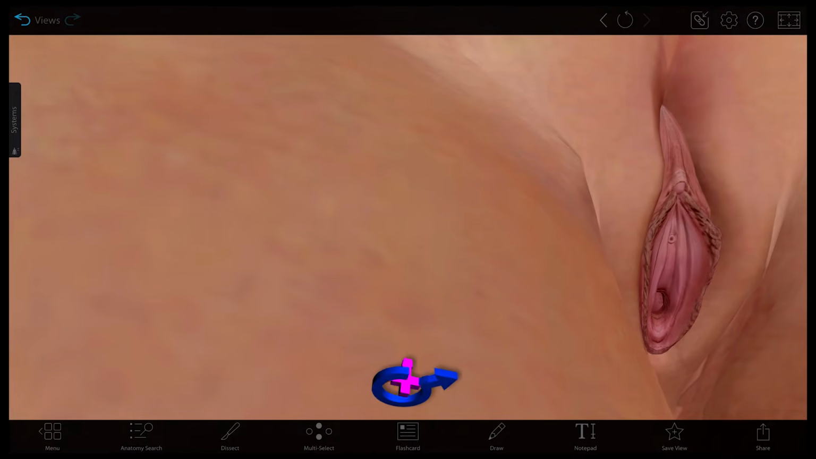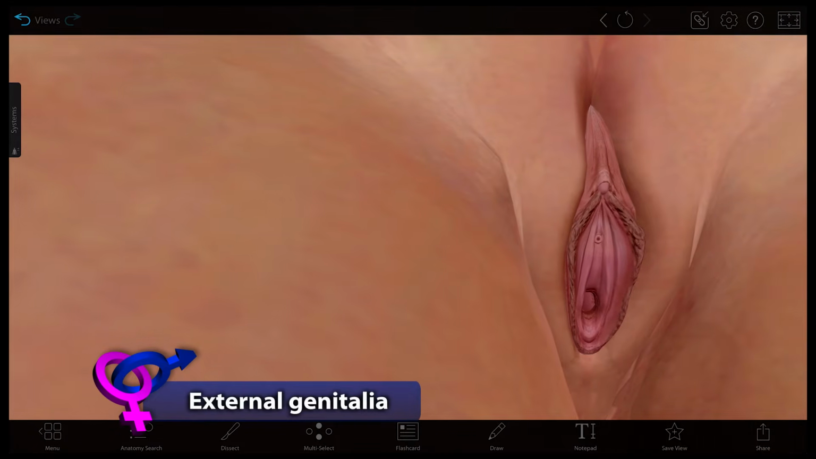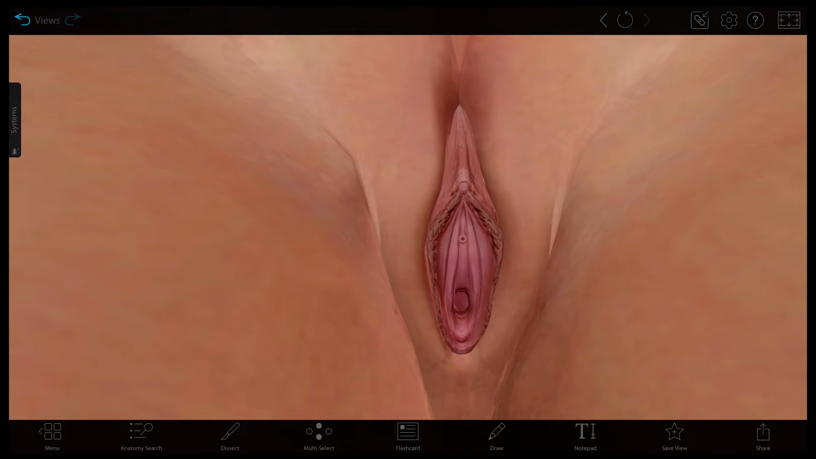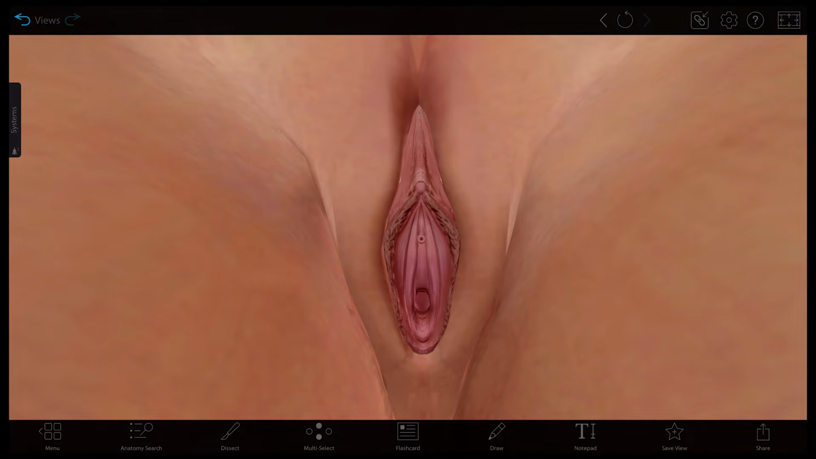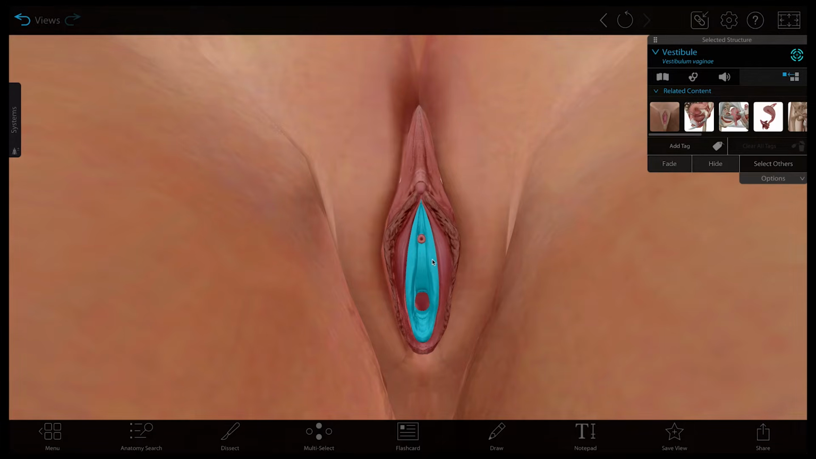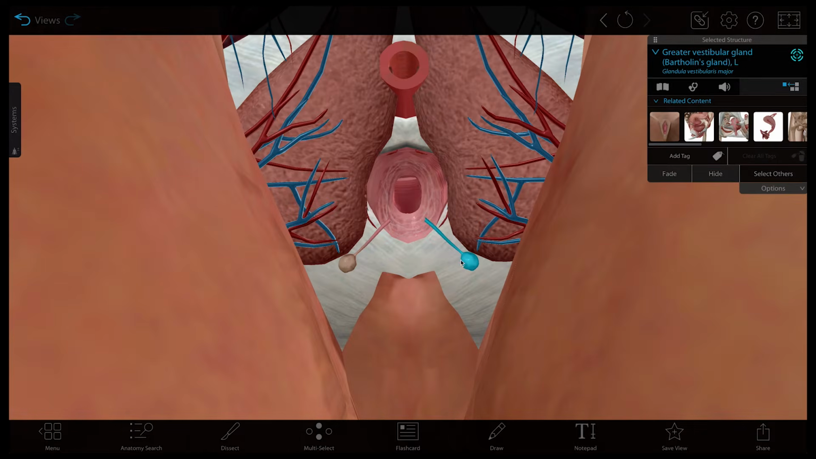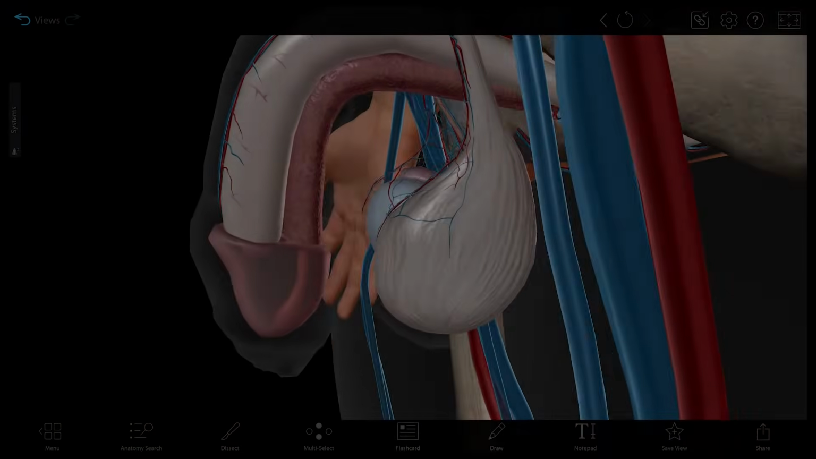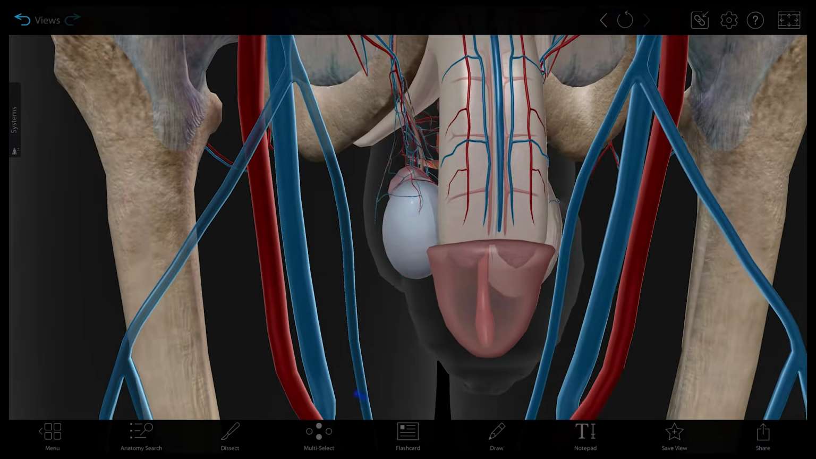The structures of the vulva make up the external genitalia of the female reproductive system. These structures facilitate sexual intercourse and provide an outlet and entrance to the internal genitalia. The vestibule contains the opening of the vagina as well as the external urethral orifice. Other components of the vulva include the labia minora and labia majora, the greater vestibular glands, the clitoris, and the mons pubis. Now let's look at the male reproductive system.